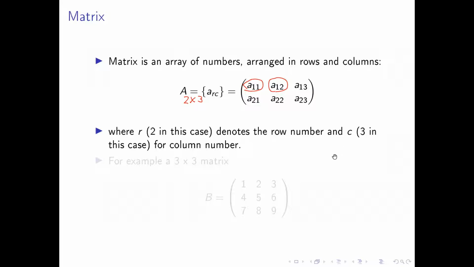Okay, here we have another example. Matrix B, and it has a dimension of 3 by 3. So we have 1, 2, 3, 4, 5, 6, 7, 8, 9. And sometimes it's also called square matrix because the row number is equivalent to its column number. Okay, so here is how to read matrix or matrices.